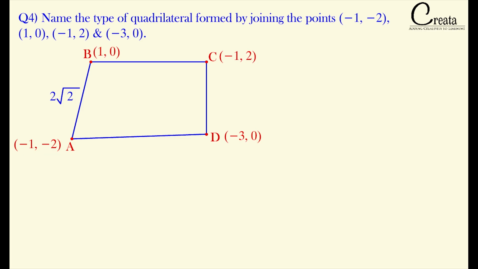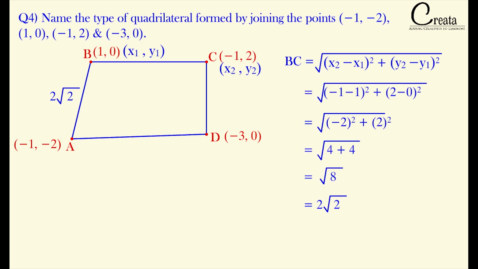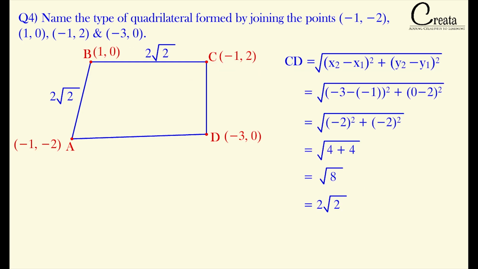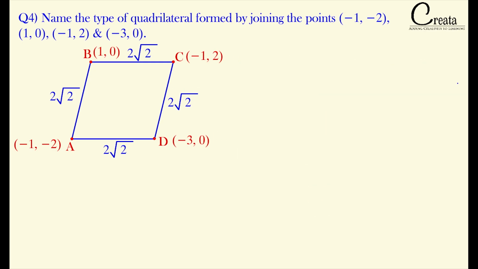Let's move further. Let's try to calculate the side BC. Here let's assume the point B as x1, y1 and the point C as x2, y2. Let's put the value. We got the side BC as 2 root 2. Similarly, we can find the side CD. We got CD as 2 root 2 and also DA, that is the fourth side of this quadrilateral, as 2 root 2. So if you observe, all the 4 sides of this quadrilateral are 2 root 2.